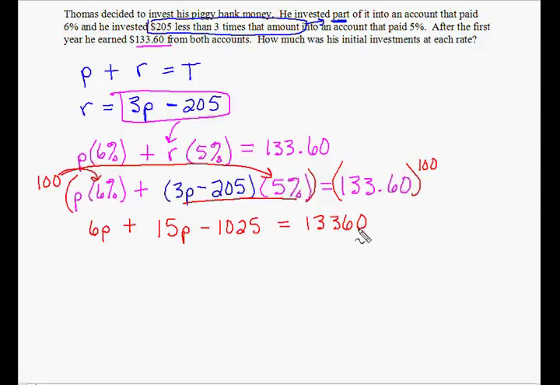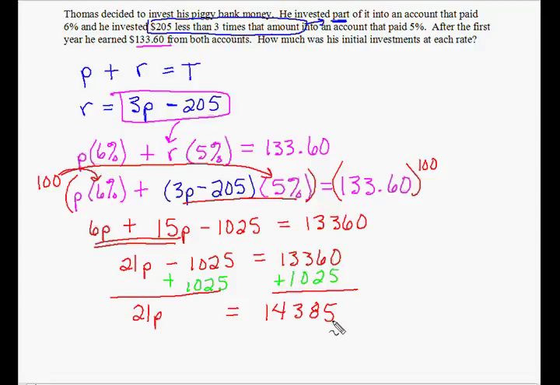So once you multiply by 100, you get 6p plus 5 times 3p, 15p, minus 5 times the 205 is 1,025, equals 13,360. Let's combine like terms. 21p minus 1,025 is equal to 13,360. Trying to get p alone, let's get rid of this 1,025. Now we have 21p is equal to 14,385.